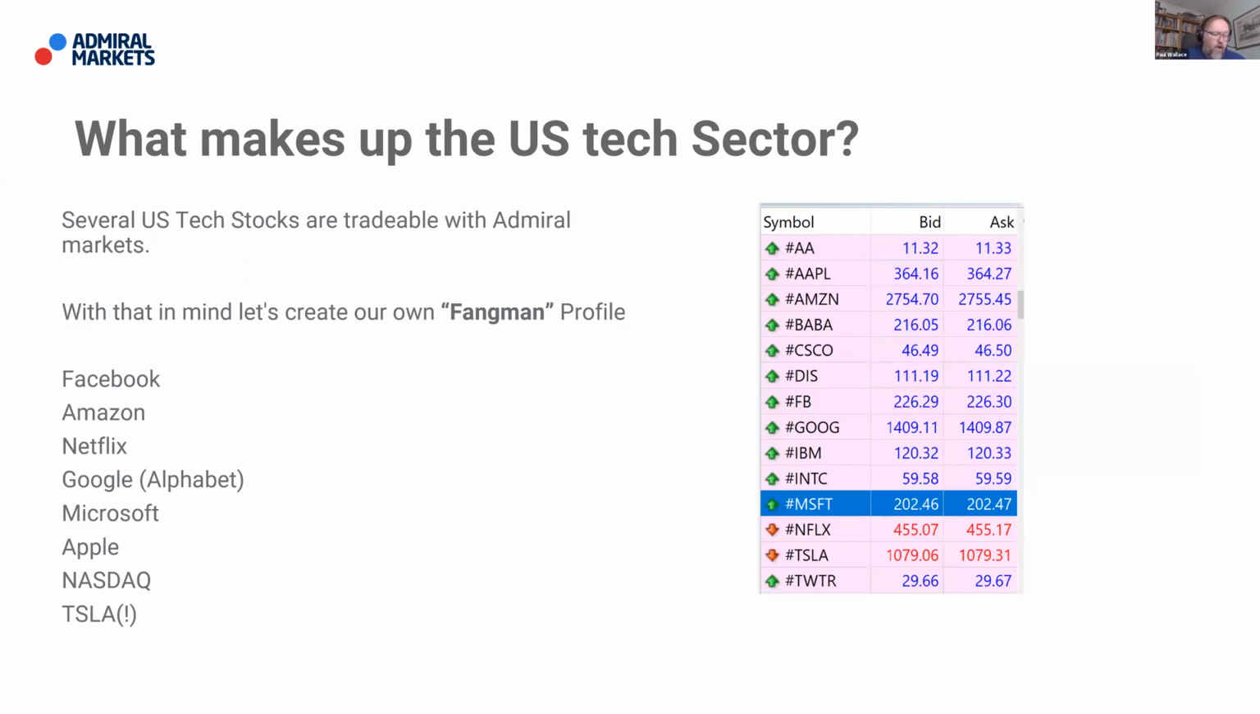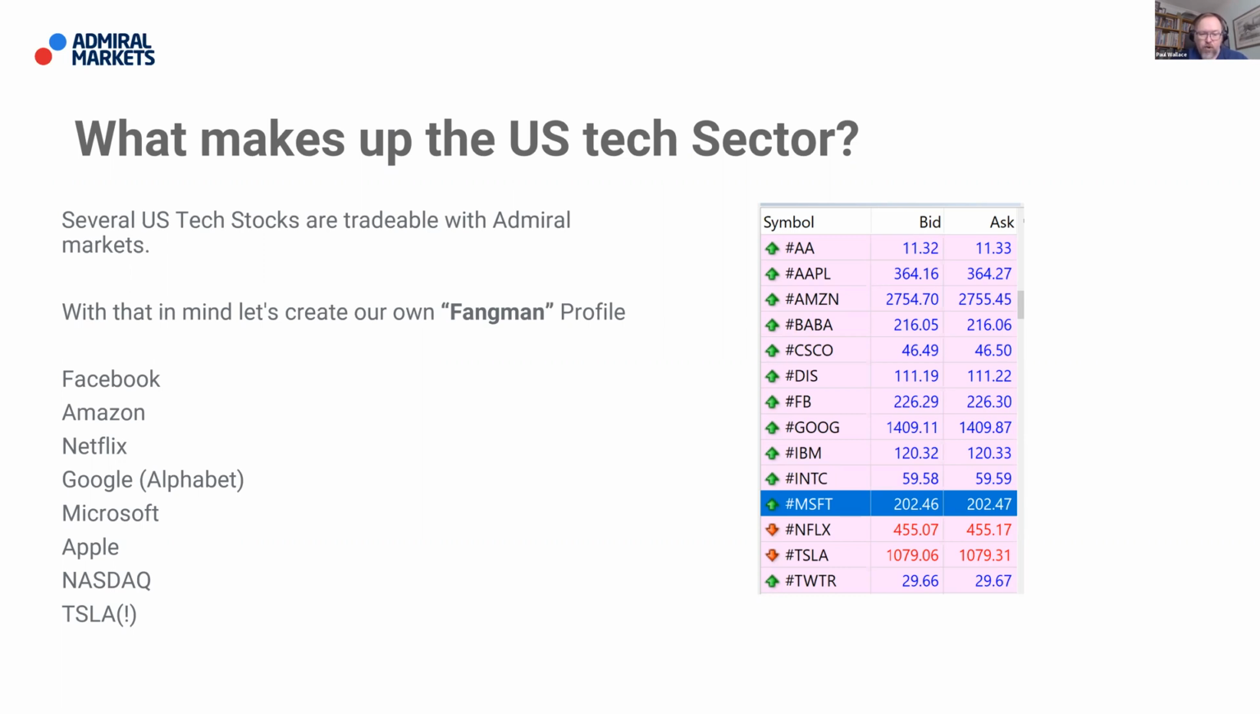So what we're going to do is work with the tools we have to hand. And how can we do that? Well, several of the US tech stocks are tradable through Admiral Markets on their MT4 and MT5 platform, and I'll show you where they are and how you can find them. With that in mind, we're going to create our own version of a FANGMAN profile, based upon being a tech stock and being able to be traded through the MT4 and MT5 platform.